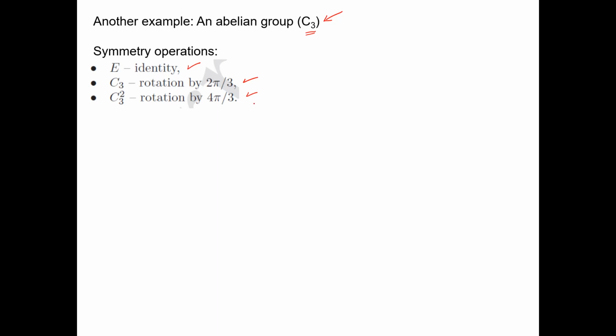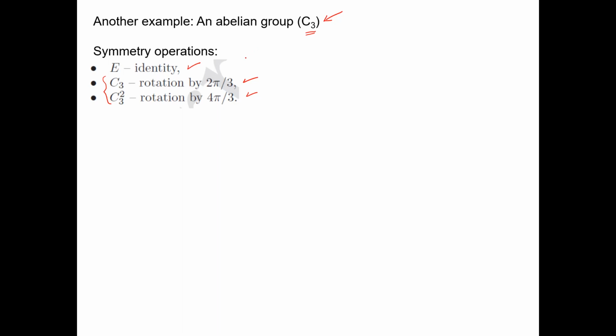This abelian group is interesting because first of all, it allows us to work out an example in which the characters are not real numbers. As we're going to see, the characters are going to be imaginary, complex numbers. And it's also interesting that these two operations, which in the P3 group were in the same class, are in different classes for the abelian group C3.